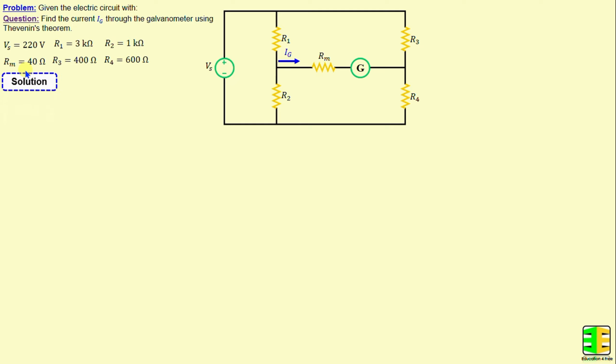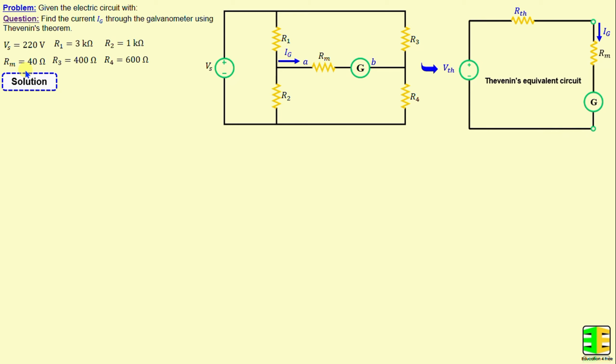By applying Thevenin's theorem between terminals A and B, we can replace this circuit with a voltage source in series with a resistor, which will be denoted as VTH and RTH. In our example, RTH is connected in series with Rm, which plays the role of the load. I will start first with the determination of the Thevenin's resistance.